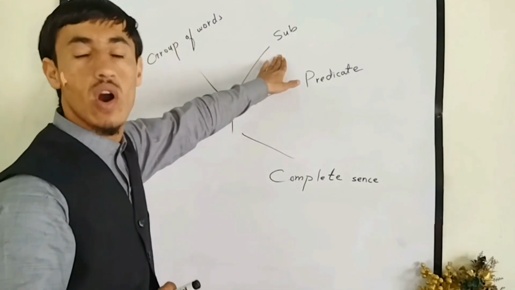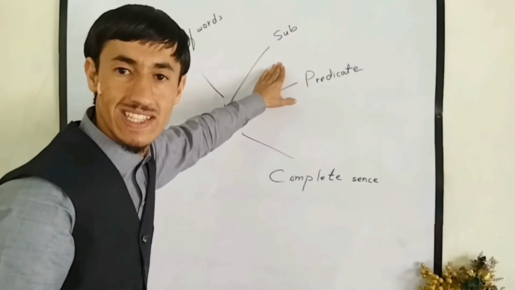So the doer of an action is called subject. The doer of an action or state in a sentence is called subject.